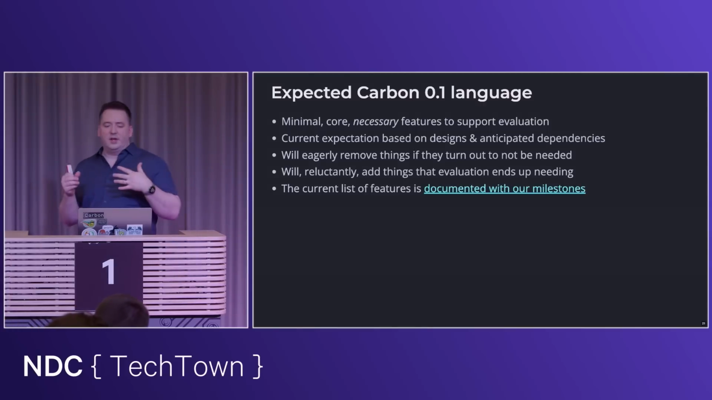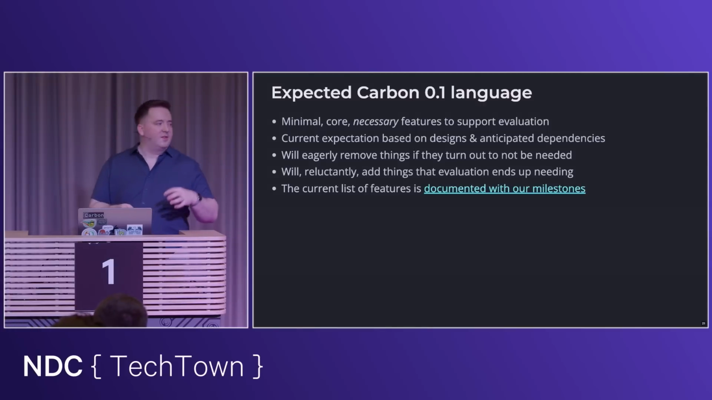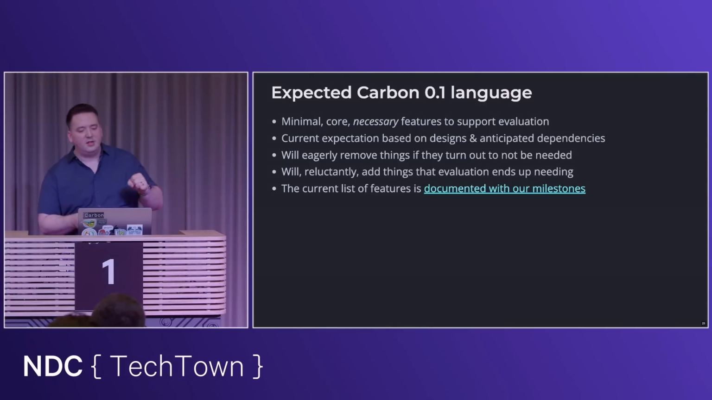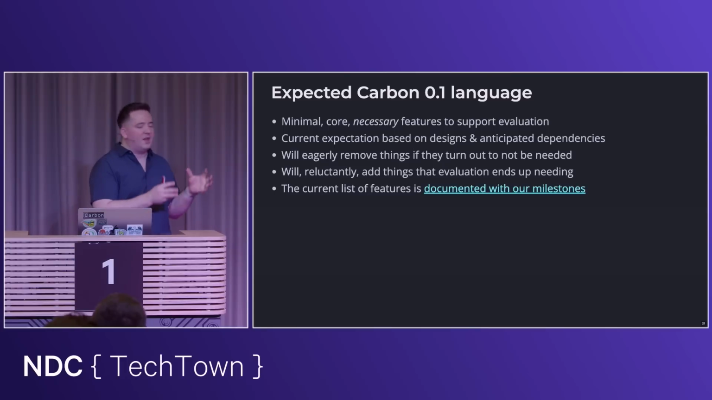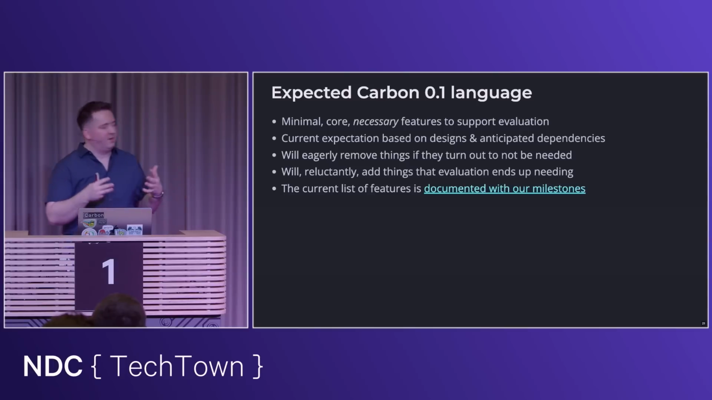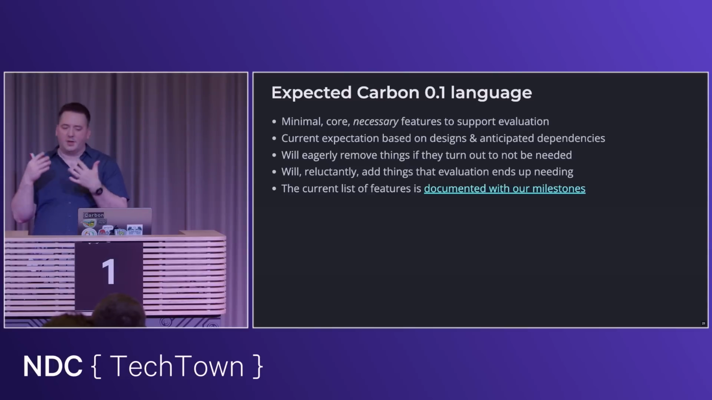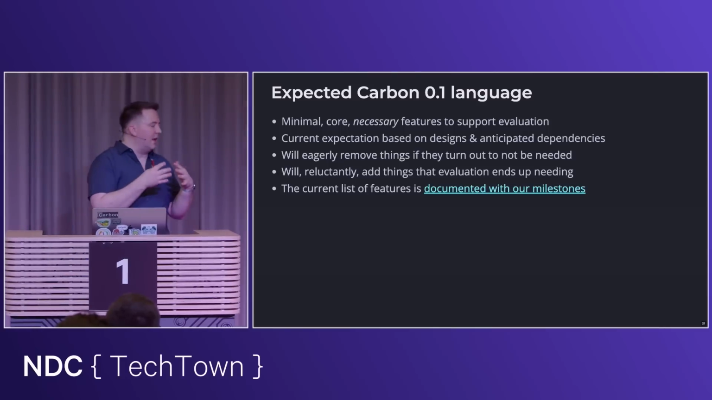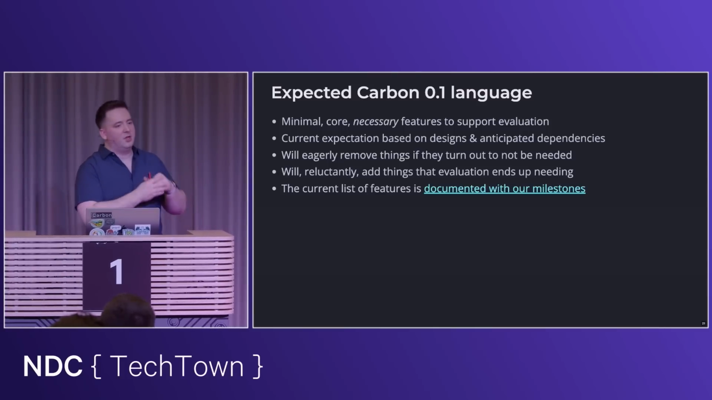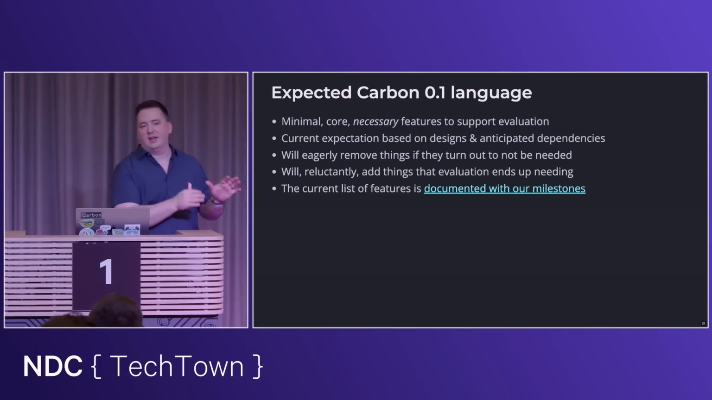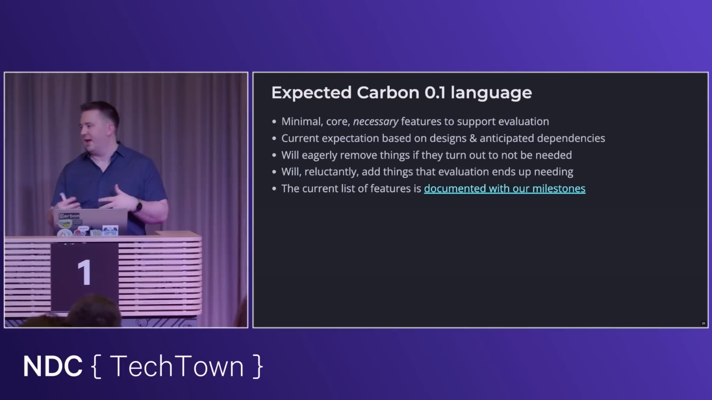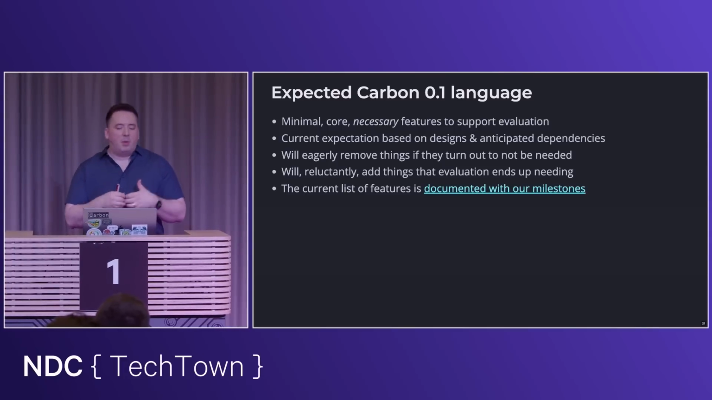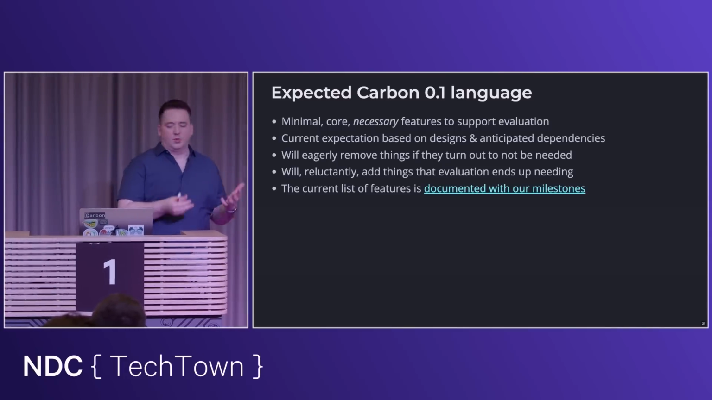So when we look just at the 0.1 language, I can't emphasize enough that this does need to be minimal, but it's all of the necessary features to support evaluation. And this is based on our current design, our current understanding of the dependencies of all the different parts of the design. We're going to try and hold to that. So if we discover something we can get away without and still evaluate, we're going to try and remove that and pare down the 0.1. But we will also add things if we discover they truly are necessary.